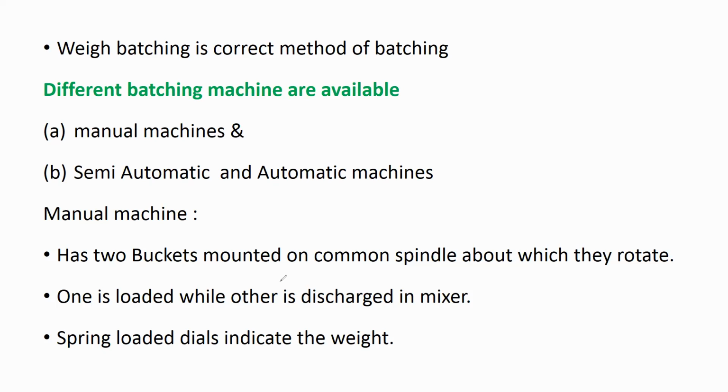In the manual machine, it will have two buckets. In those buckets, you have to put the ingredient manually. There will be two buckets on either side of the spindle. So you have to put the ingredient into that, and it will rotate. Then you will get to know, and there will be one spring loaded dial that will show the weight of the ingredient. Like this, you have to put the ingredient manually and check the weight of the ingredient. So this is a manual machine.